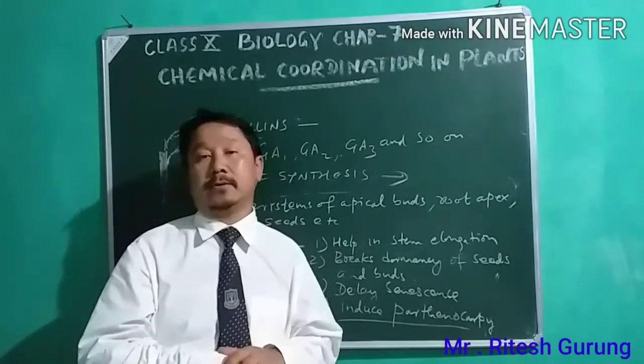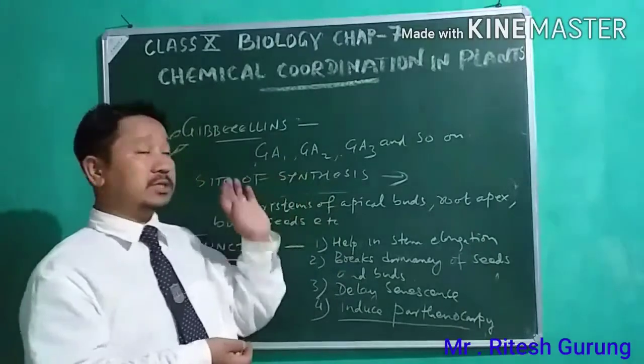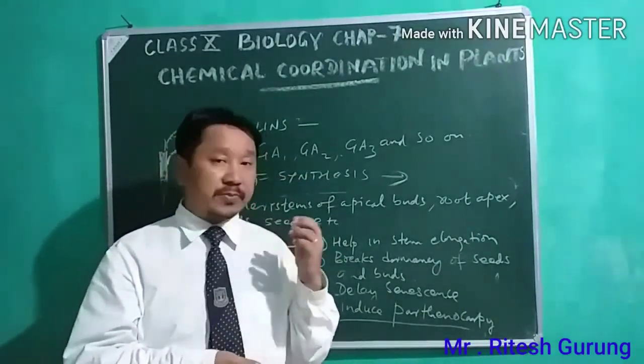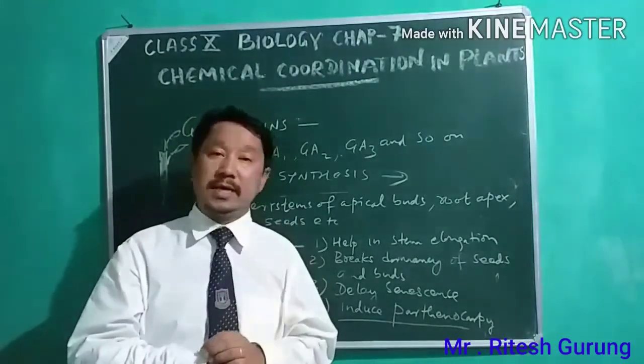Okay, so today we'll do only these two different kinds of plant hormones, that is auxins and gibberellins, and the other three different kinds of plant hormones we'll discuss in the next session.